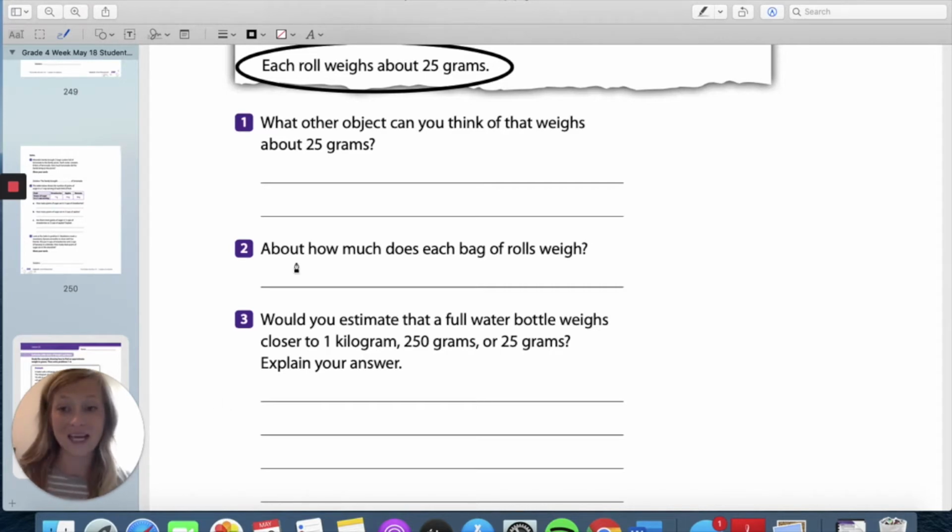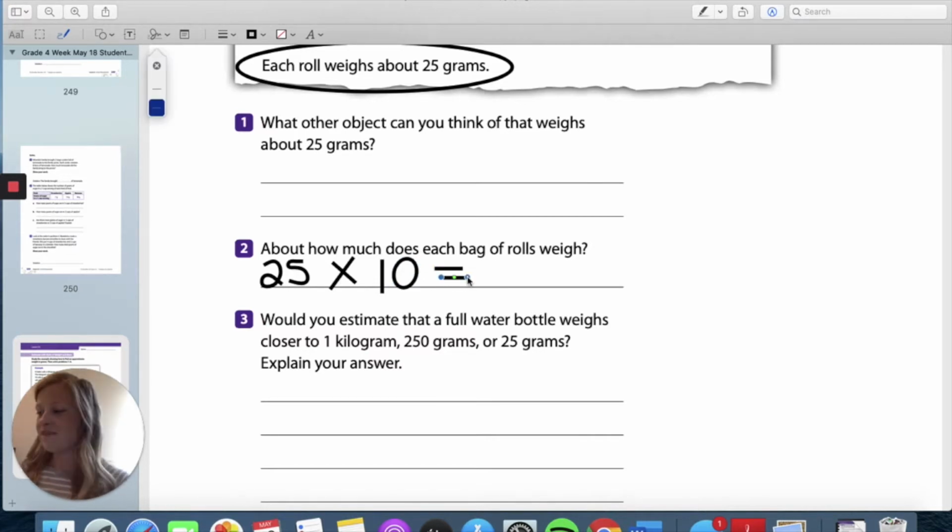So hopefully you guys went ahead and said that it would be a multiplication sentence. So the multiplication sentence you would create would be 25 times 10. And we find out that 25 times 10 is equal to what? 250.